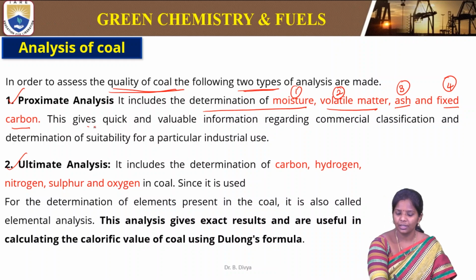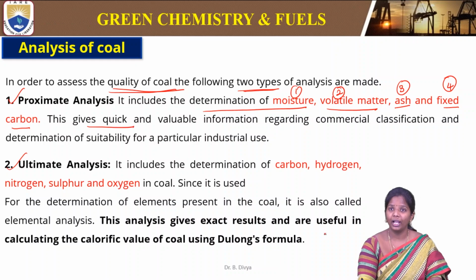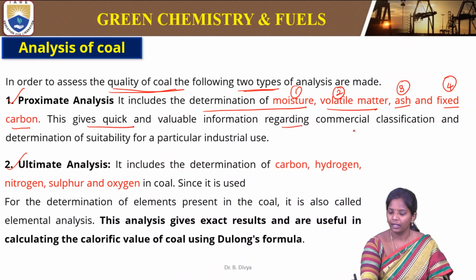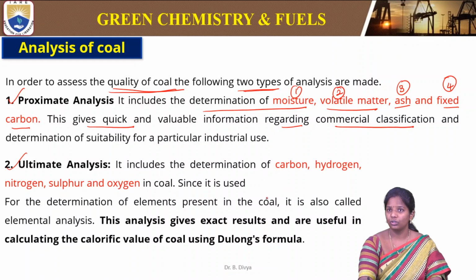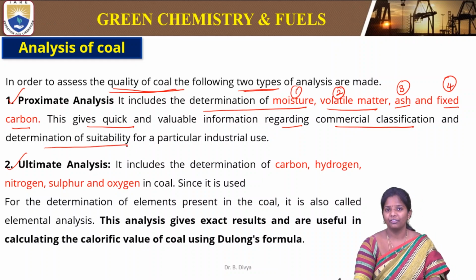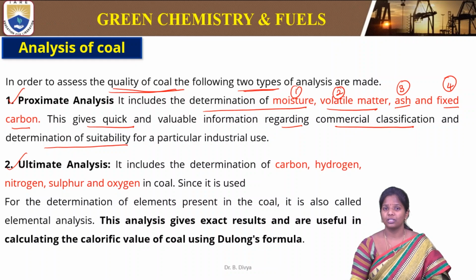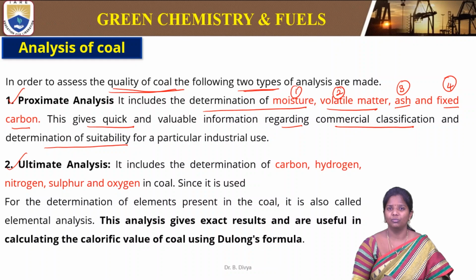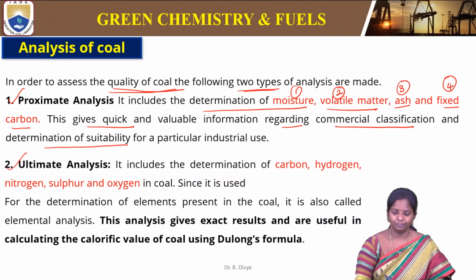This gives quick and valuable information regarding commercial classification. It gives an understanding of classifying coal into different types, and also determination of suitability for a particular industrial usage. So proximate analysis is the first and foremost step that we take immediately after mining the coal from the mines.